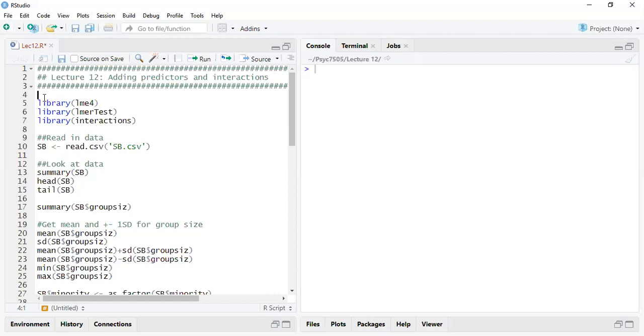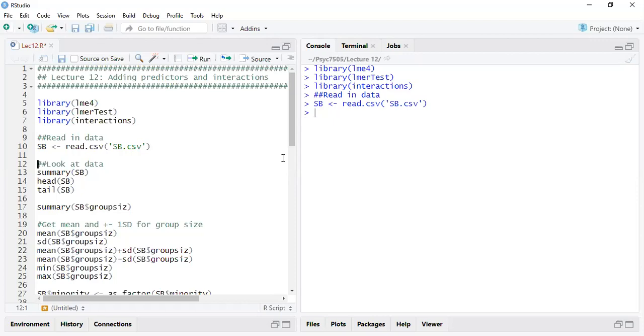So we're going to talk about this mostly in terms of interactions. Before we start, I'll load the packages I need: lme4 for multilevel models, lmerTest to give me some p-values for my multilevel models, and the interactions package for plotting and probing my interactions. I'm going to read in the data. We're going to use that Snijders and Bosker data that we saw before.